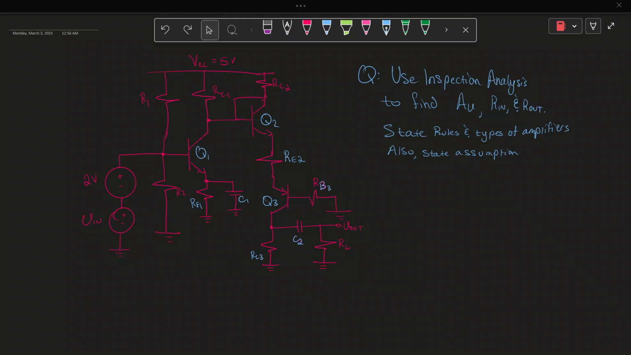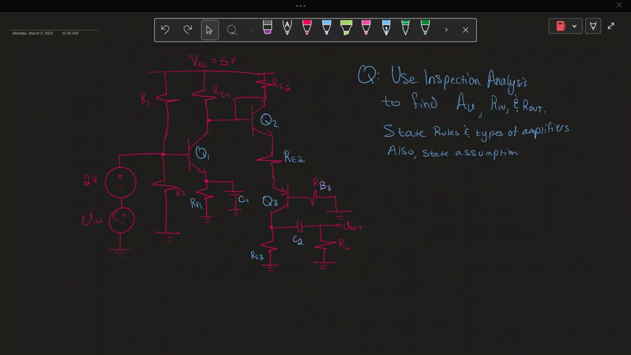Y'all, today we're going to be going over this multi-stage inspection analysis type of problem. Now we're most likely going to get this in the exam, so I wanted to go over the type of problem we might see. And I've added some parts that could definitely come up, and I will go over them.